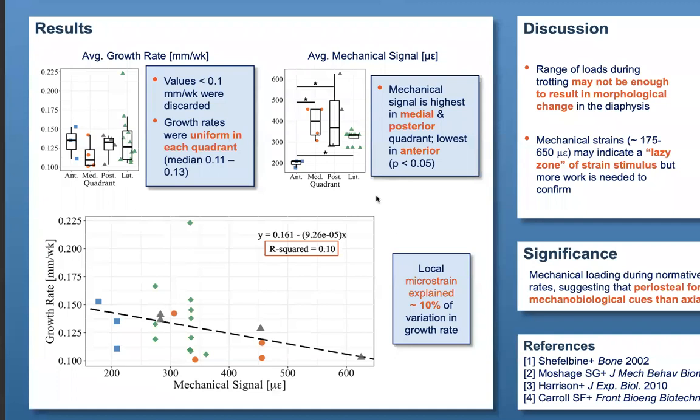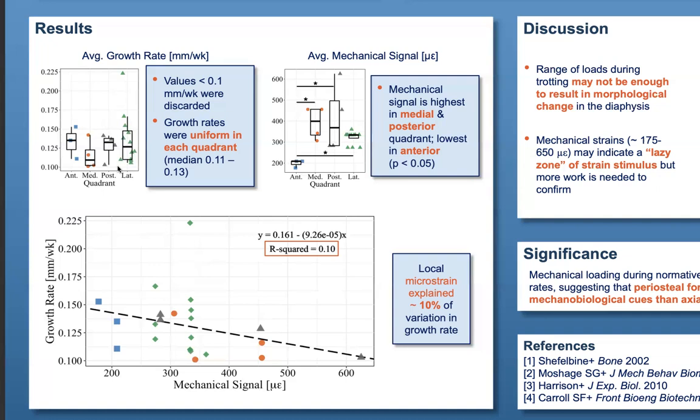Taking a look at our results section, you can see that we first compared the regional growth rates and the average mechanical signaling felt per quadrant, and we did so using Whitney-Mann paired t-tests. We used this specific t-test after checking for the normality of our data. From the box plot shown, focusing first on average growth rates, you can see that we didn't find any significant difference in growth rates across all 4 quadrants.